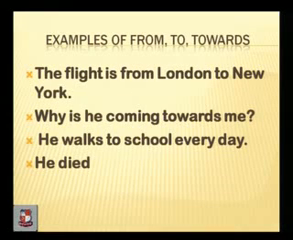That means the sentence: The flight is from London to New York. So from London to New York. From is the starting point, New York is the end point, whereas we can use the prepositions from and to. Why is he coming towards me? So towards is the direction. Why is he coming in my direction? It means that towards means direction, towards me.